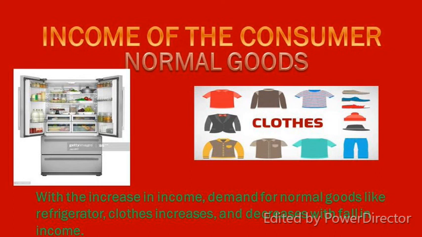For example, in the case of normal goods like refrigerators, clothes, television sets, cars, etc., demand increases with an increase in income of the consumers and decreases with a fall in income. As a matter of fact, all articles of comforts and luxuries belong to this category of normal goods. As our income increases, we can afford to purchase a larger quantity of these goods.